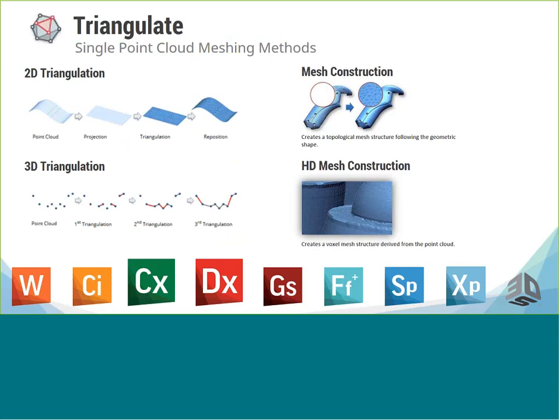Mesh construction creates a topological mesh structure following the geometric shape of the point cloud. A useful note here is this tool is trying to create a uniform poly-edge length. HD mesh construction creates a voxel mesh structure derived from the point cloud. Not only is it trying to create a mesh object, but it's also trying to fill holes simultaneously.